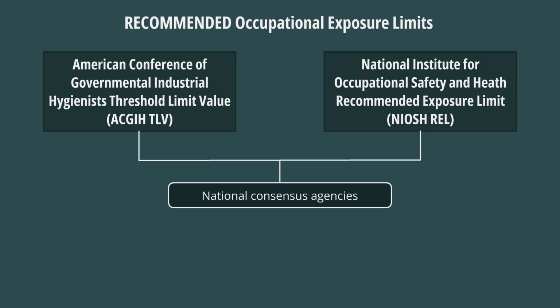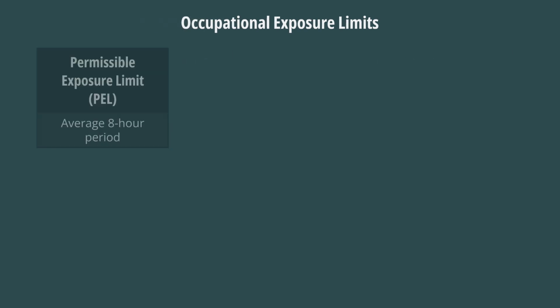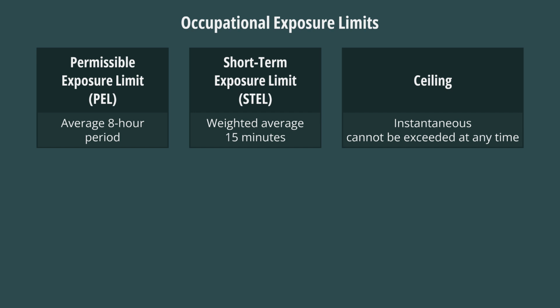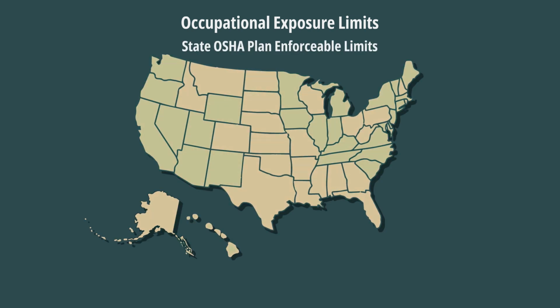The ACGIH-TLVs and the NIOSH-REL are guidelines and are not enforced by OSHA. The OSHA PEL, STEL, and ceiling are the regulatory limits and are enforced by OSHA. Some states also have their own OSHA plan with enforceable limits.